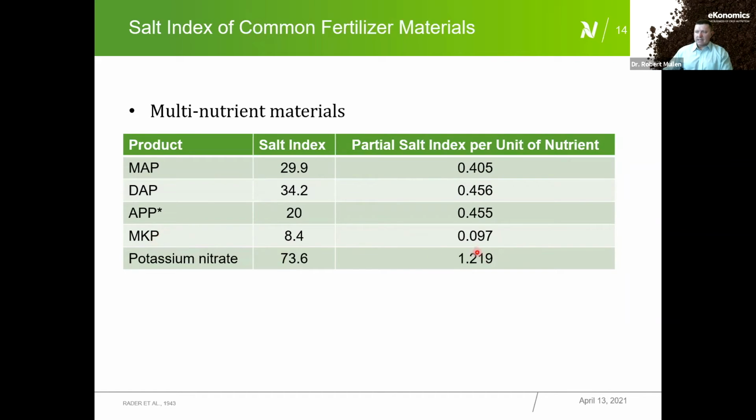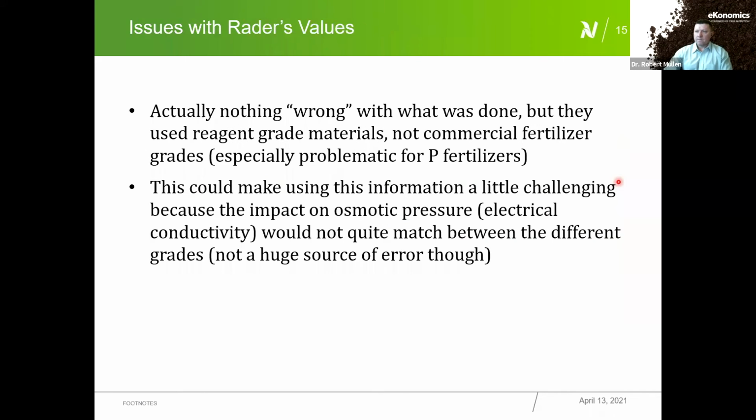But just to give you an idea, this may not make total sense, but hopefully as I go through here, it will start to become a little bit more clear. So what were the issues with Rader's approaches or the values that he was reporting? There isn't anything wrong with it. But they did use reagent grade materials, not a commercial fertilizer grade, and that can be problematic for phosphorus materials.